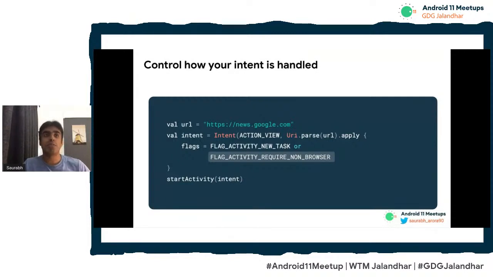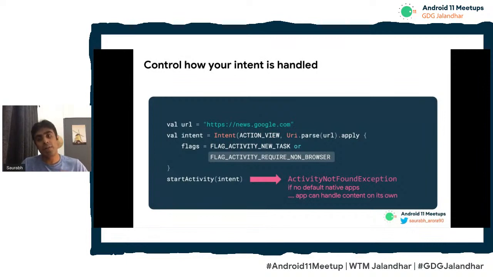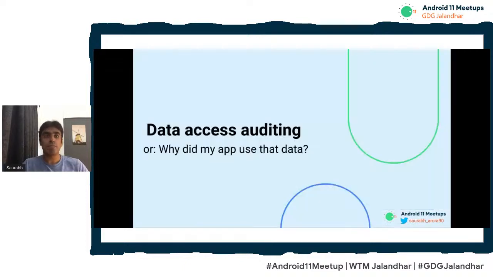But in case that's not possible because the user never really has, let's say, the Google News app in this example, then the system, as usual, will throw you the activity not found exception, which you can put a try catch around and then continue on with the regular behavior of launching a browser, or remove this flag and then let the system take a browser which can open this URL for you. So that use case of package manager just to handle deep links into an app should also go away with flag activity require non-browser. Okay, next up, data access auditing.